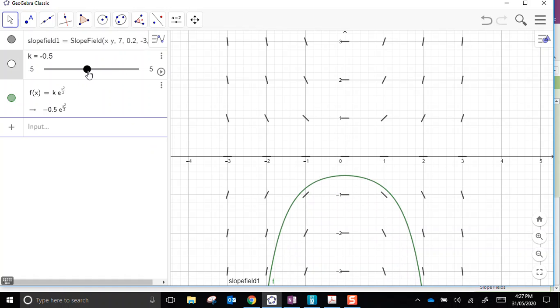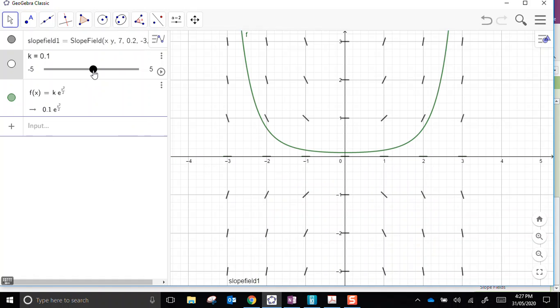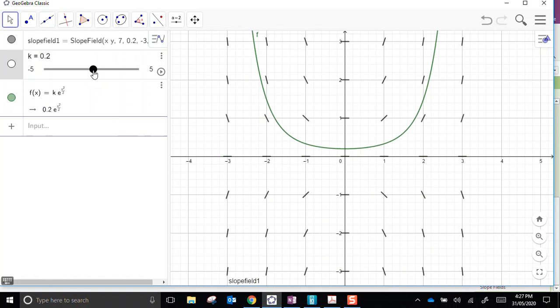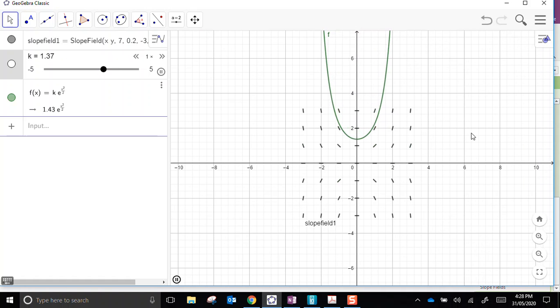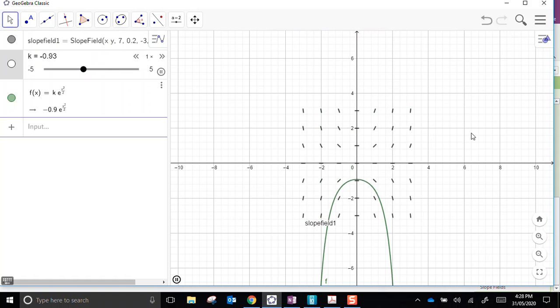What if k equaled 0? Well, that's our horizontal line where all of those slopes were 0 along the x-axis. Bit of a trivial solution. There's k equals 0.1. What if I can just animate those? Oh, isn't that beautiful? Look at that. All of those different solutions. Oh, I'm off the top of the page. Zoom out a bit. There we go. That's better. All of those different solutions represented by the differential equation dy/dx equals xy.